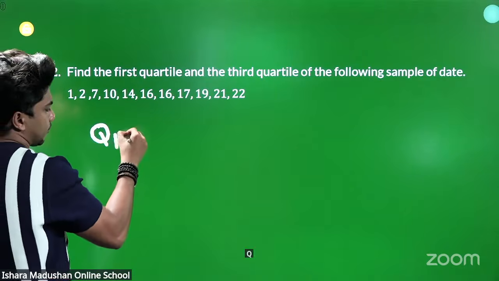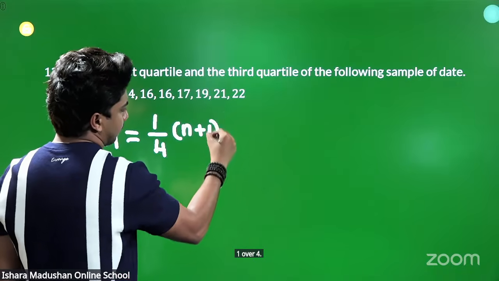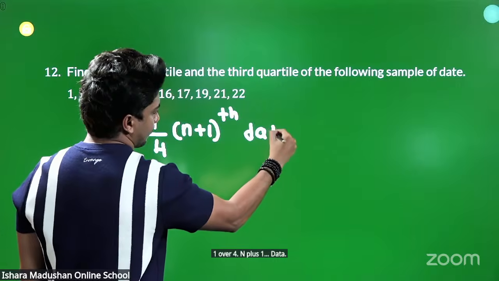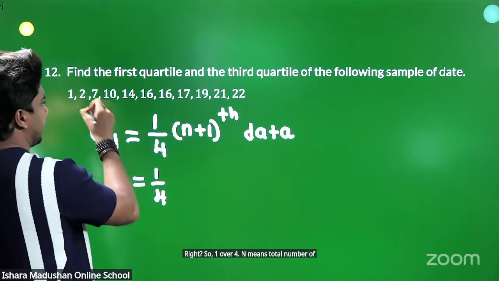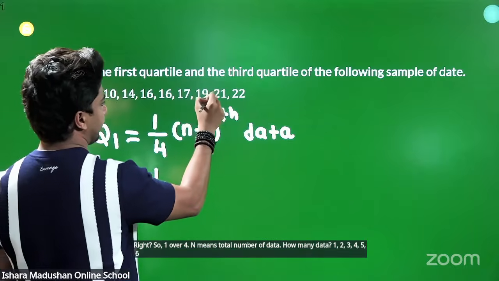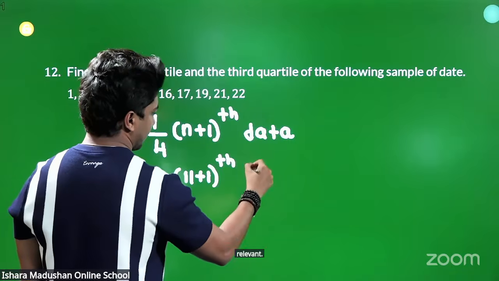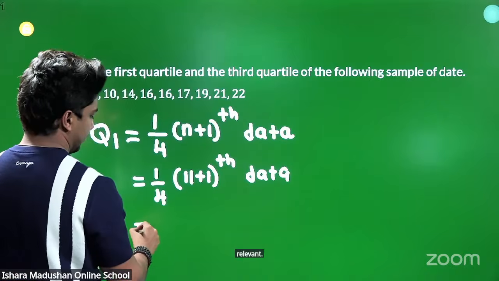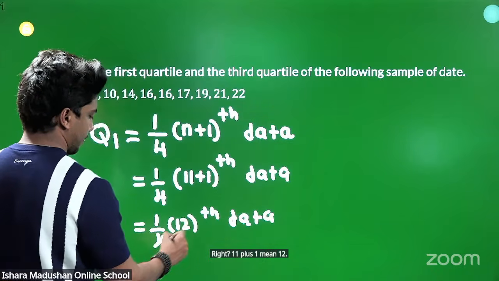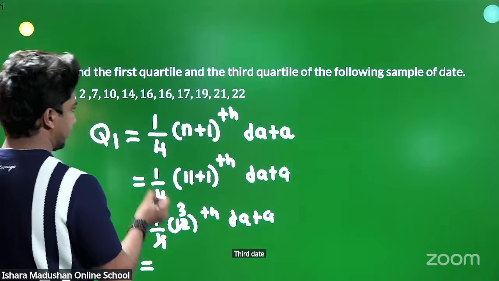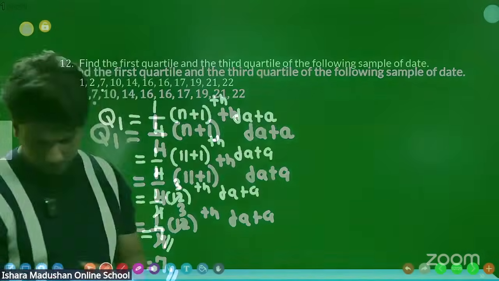Q1, the first quartile, comes from the equation 1/4 (n plus 1)th data. So 1 over 4, n means the total number of data. How many data? 1, 2, 3, 4, 5, 6, 7, 8, 9, 10, 11. 11. 11 plus 1 means 12. So it is the third data they are asking for. Third data: 1, 2, 3. So this is the Q1.